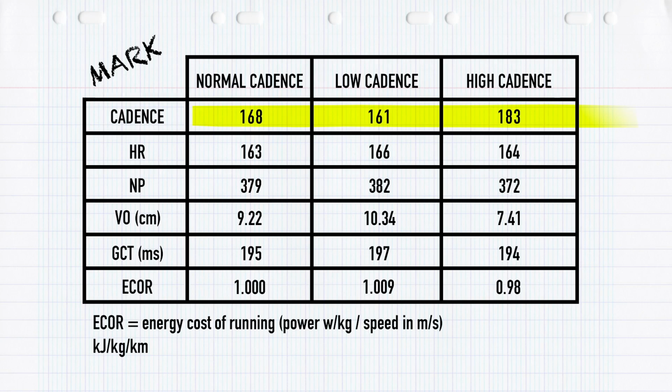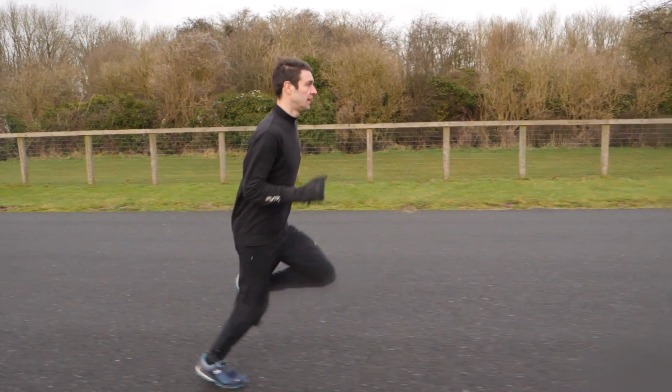Yeah, to be honest, I struggled a lot more than I expected. So I'll run through my cadences very quickly. On my normal, I was around 168. My low, only 161. I thought I might get lower than that. And then the high, actually, I went 183, so higher than I expected. But then obviously we were going at sort of a 5K pace, so I guess you've got to take that into account.